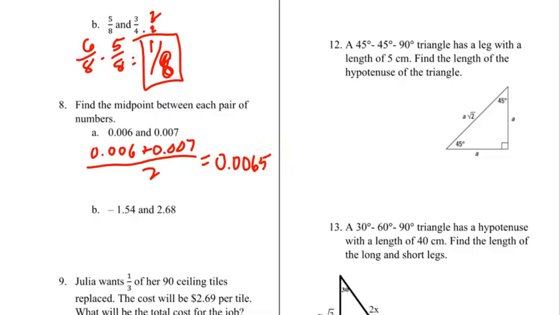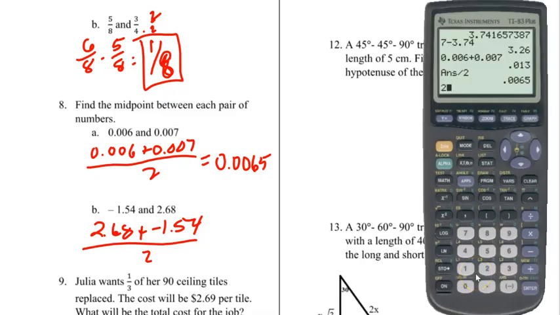Next, I'm going to take the bigger number, which is 2.68. We're going to add the negative 1.54, and then we're going to have to divide by 2. So we'll grab our calculator again. We have 2.68, and we're adding a negative 1.54. That gives us 1.14. Divide that by 2, and that gives us 0.57.